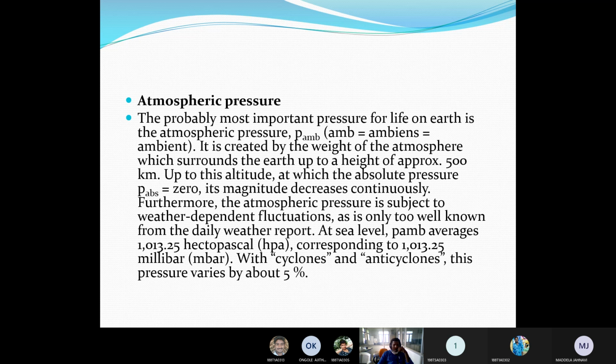1013.25 hectopascal, corresponding to 1.01325 bar, which varies by 5% with cyclones and anticyclones.